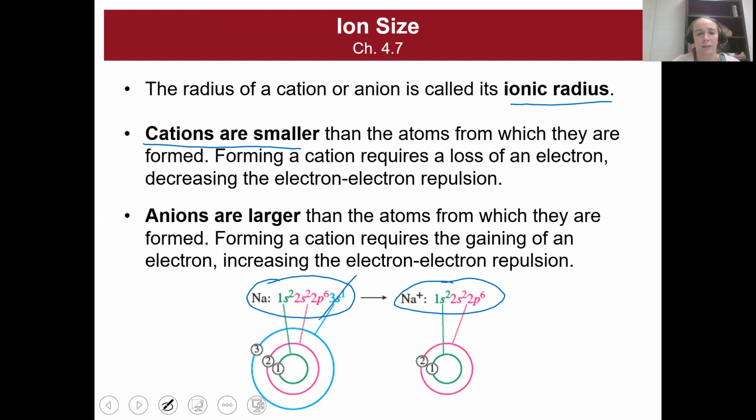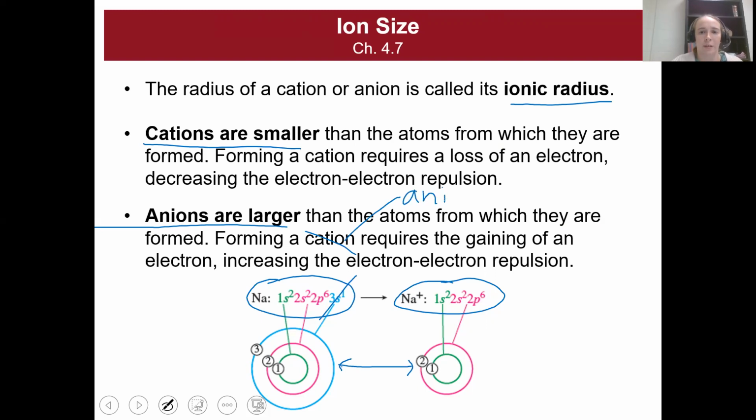And that means it lost a whole extra electron shell. So the sodium plus ion is a lot smaller than the sodium atom itself. Okay? It goes the opposite way for anions. Anions are larger than the atoms from which they're formed. Oops, that should be an anion, sorry.